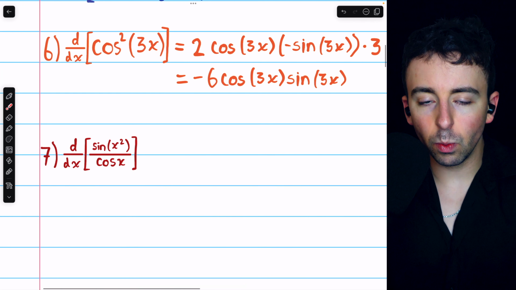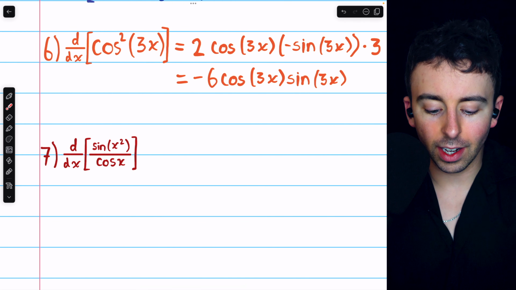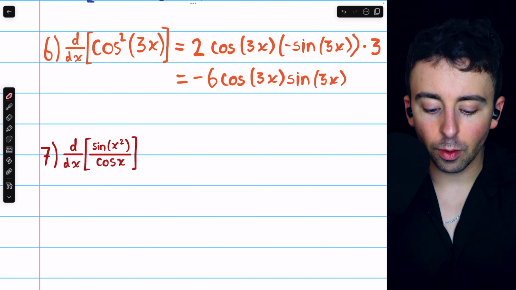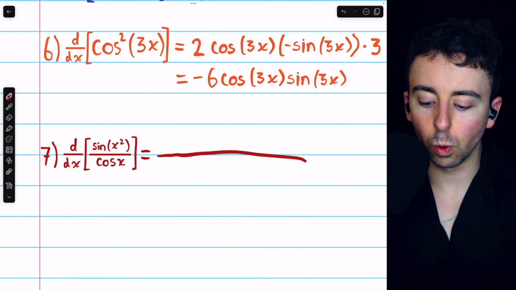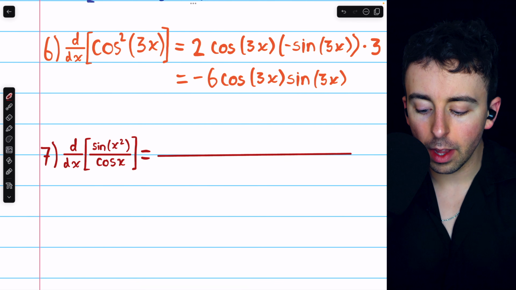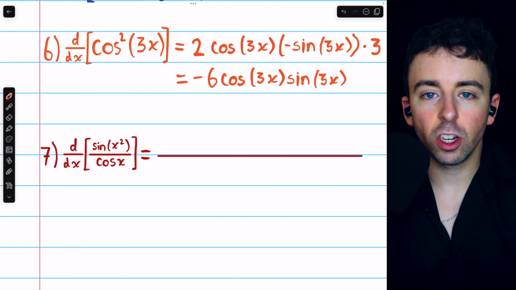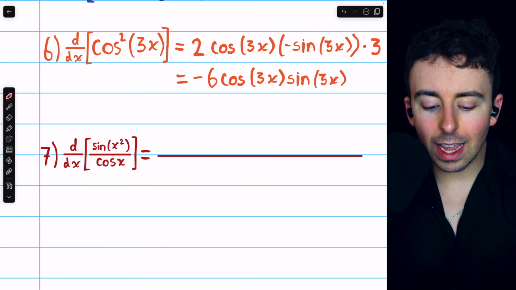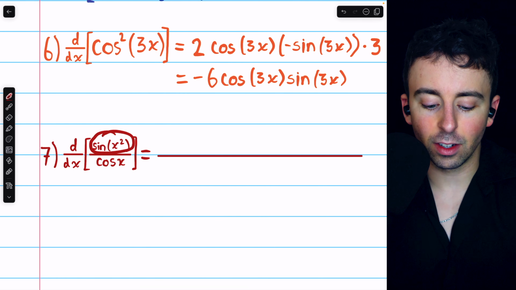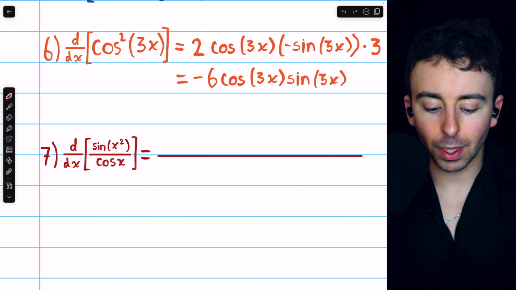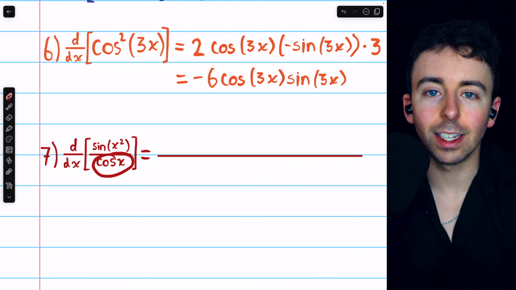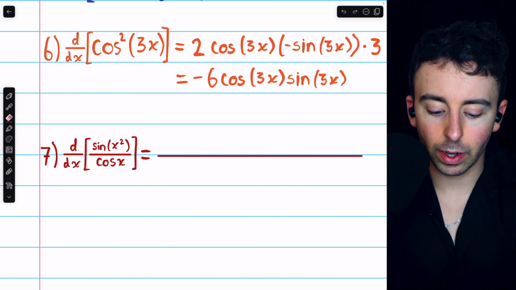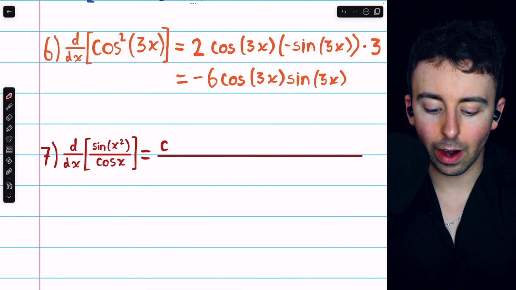Now in problem 7, we're taking the derivative of sine of x squared divided by cosine x. So for this, we're going to need the quotient rule and the chain rule. The quotient rule is f prime g minus g prime f all over g squared. So we'll begin with the derivative of f, that's the derivative of the numerator, and multiply that by g, the function in the denominator. Now f prime, the derivative of the numerator, is going to be cosine of x squared.